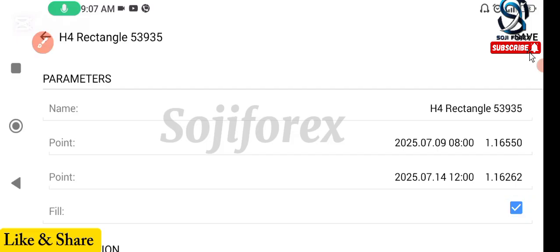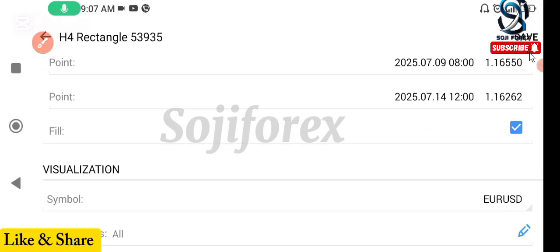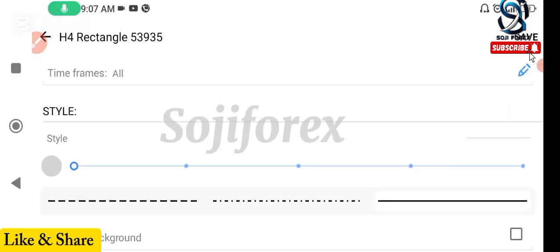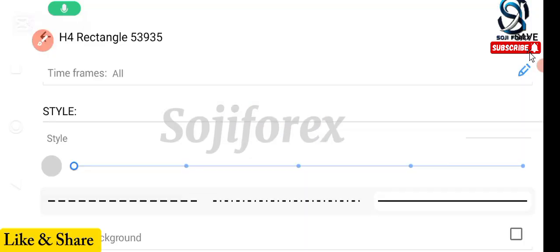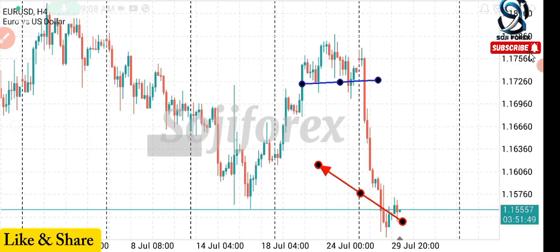So ensure you tick on this fill. Once you tick on it, it will take you to styles, which is the color. So now you will choose any color of your choice. I have chosen this faint one, so that even if I mark the zone, I will still be seeing the type of candlesticks. Once you have done that correctly, then you will come to your chart.